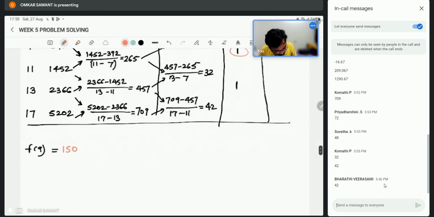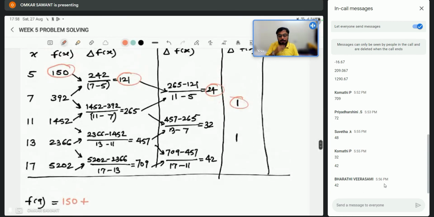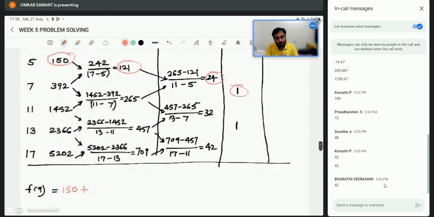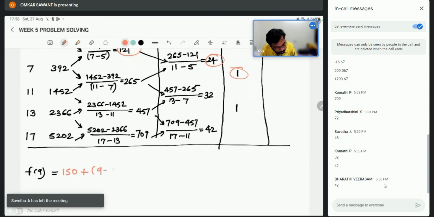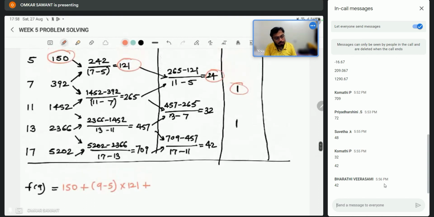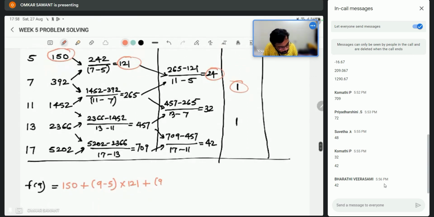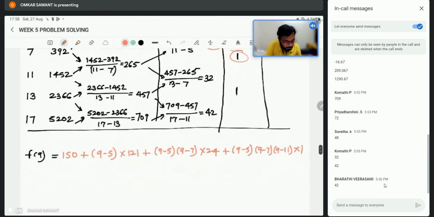So calculating this: 150 plus, now the second, we take first f of x, then del f of x. Del f of x is with respect to 5, so we subtract the value at which we have to find out from it. Then we are going till 7, so we subtract both 5 and 7, multiplied by 24. Is this step clear?